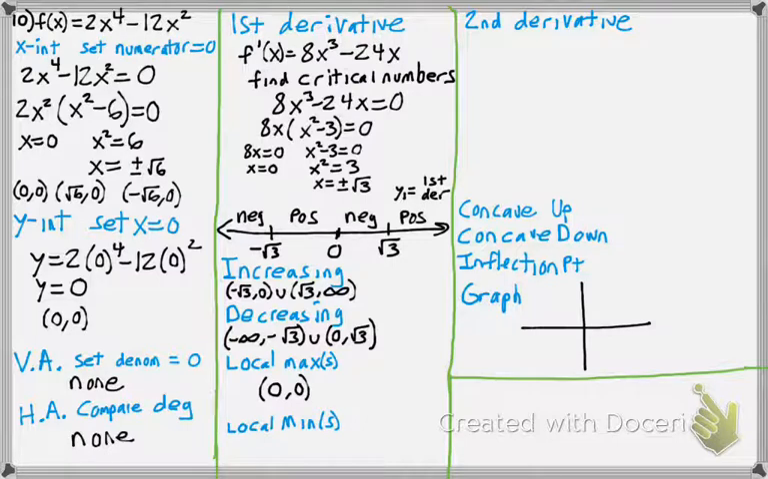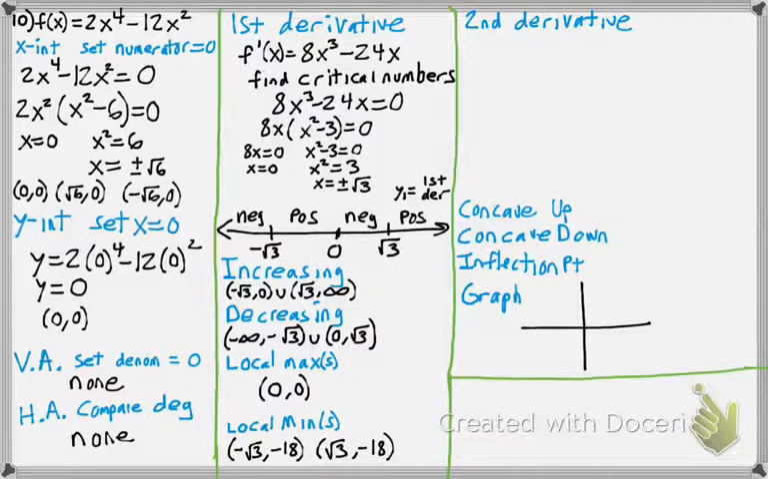Local minimum is going to be negative square root of 3 as well as positive square root of 3 because that's where it changes from negative to positive. And if you plug those back into the original function, you should get negative 18 for both of them. So those would be your local minimums.